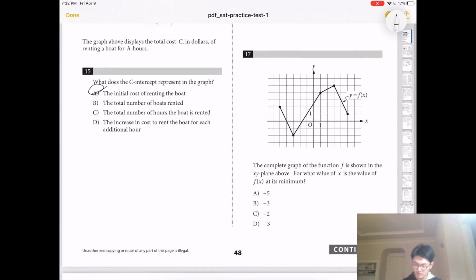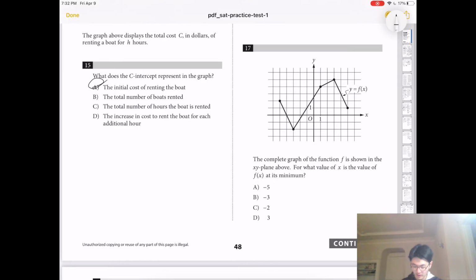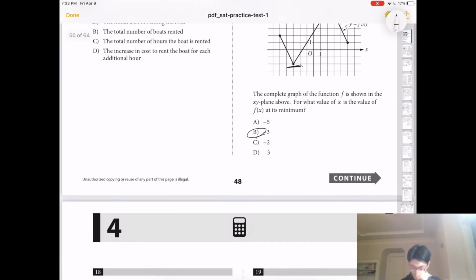Alright, number 17. For what value of x is the value of f(x) at its minimum? That's its minimum right here, which is negative 3. So the answer would be negative 3.